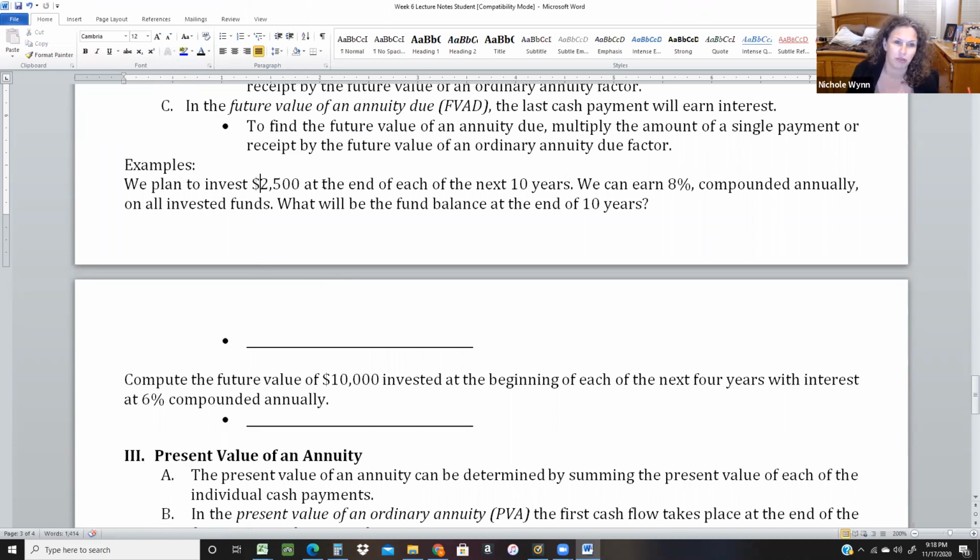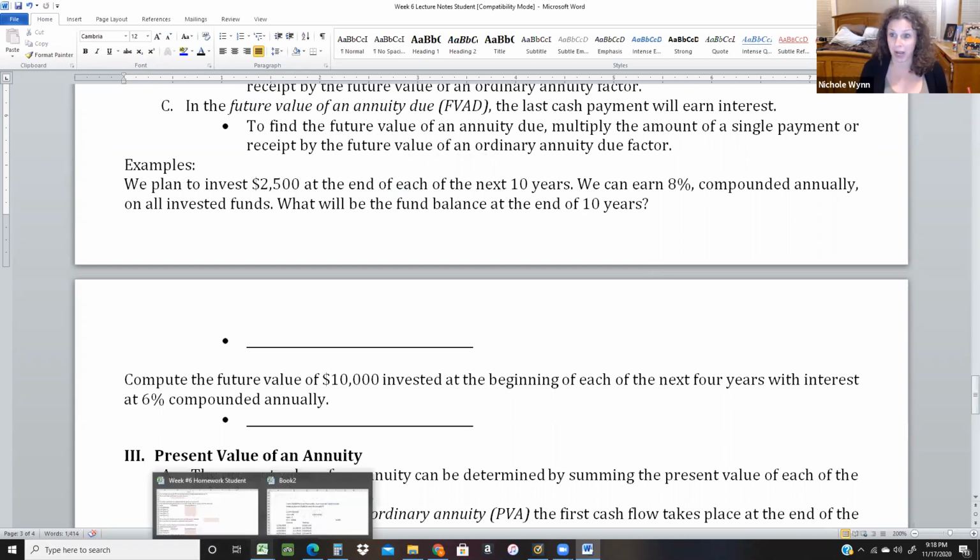We plan to invest $2,500 at the end of each of the next 10 years. We can earn 8% annually on all invested funds. What will be the fund balance at the end of 10 years? We are going to deposit $2,500 into an account each year. Each of the next 10 years means annuity because we're going to do 2,500 multiple times. So that's when we're going to use the payment row in our function. What will be the balance at the end of 10 years?